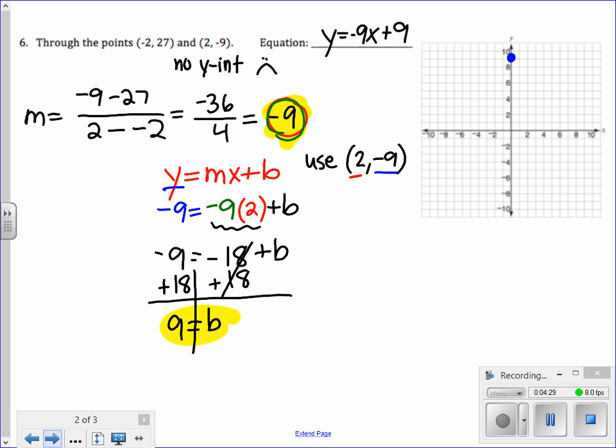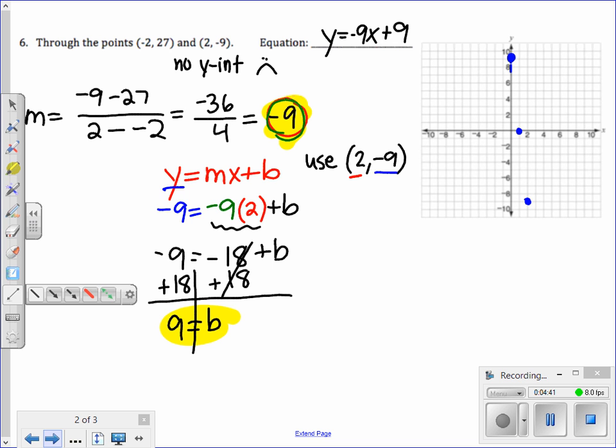Y-intercept of 9. My slope is down 9 over 1, and down 9 over 1. I am going to connect those points here, and I can look at that graph and see that for sure (2, -9) is on that line. However, it's hard to tell if (-2, 27) is actually on that line because the graph doesn't go that high. If I wanted to check that, I would use my calculator.